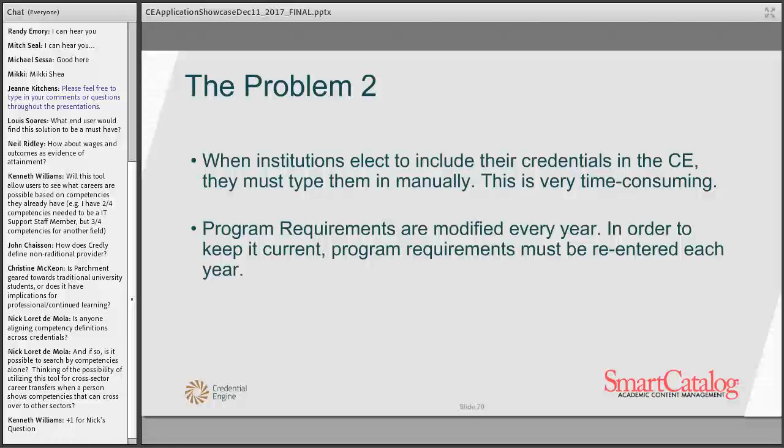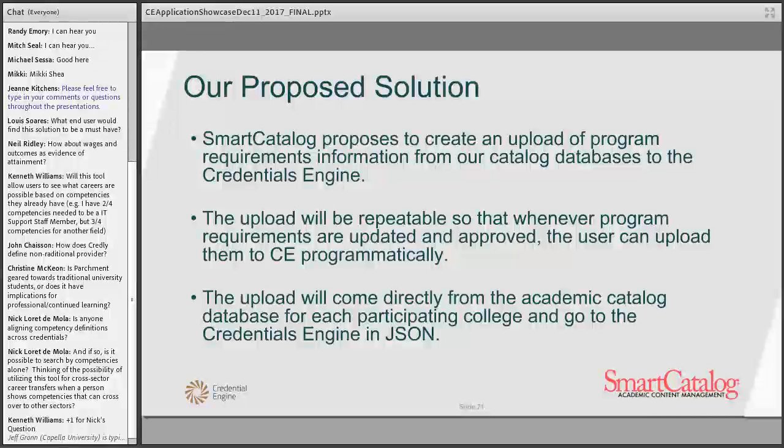The second part of the problem is how does that stuff get into the Credentials Engine, and this is where we can help. Right now, if an institution elects to include their credentials in CE, they have to type them in. Obviously time-consuming, and a lot of our clients have very low staffing today. The other aspect of that effort is that program requirements change every single year. So you have to keep it current.